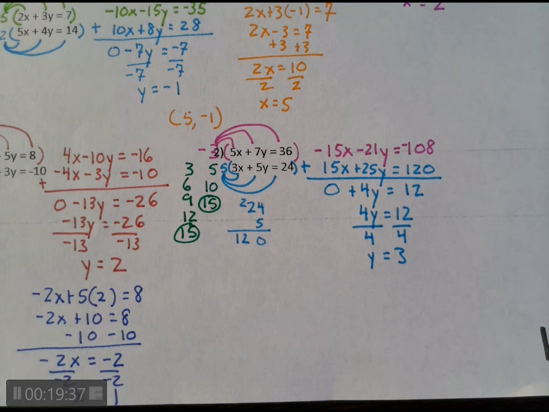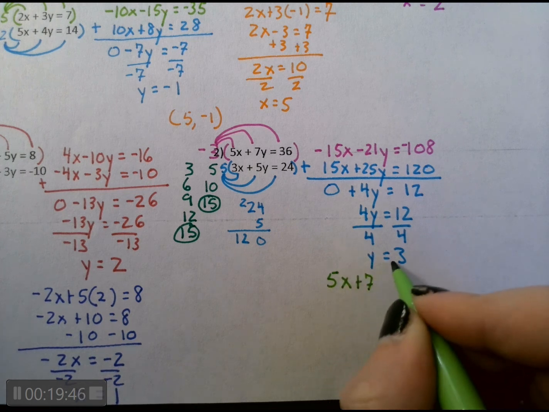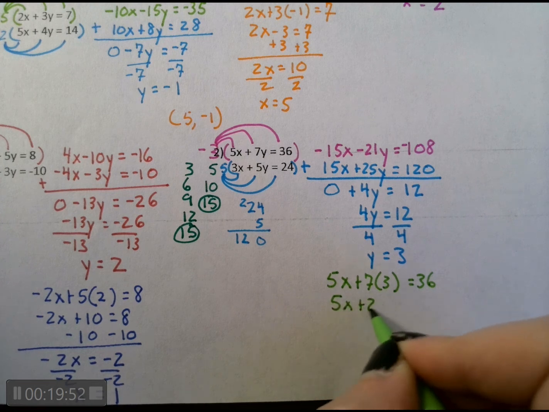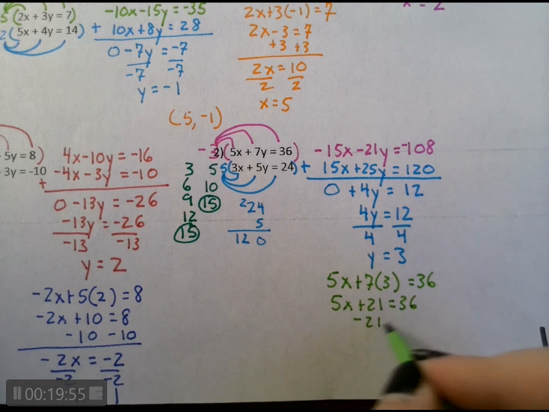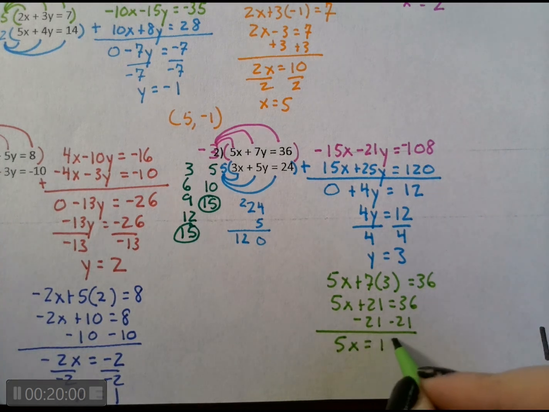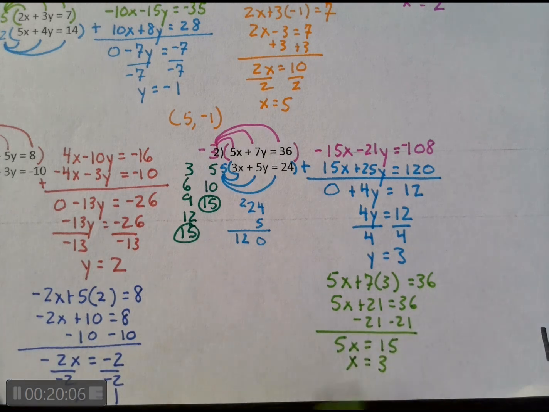And then we are going to take our y equals 3, and we're going to pick one of these equations, and we're going to substitute it in. So 5x plus 7 times y, which is 3, equals 36. 5x plus 21 equals 36. Subtract 21 from both sides. 5x equals 15. So x equals 3. So then our coordinate point is 3, 3. Whew, that was a lot. But you did it. Okay?